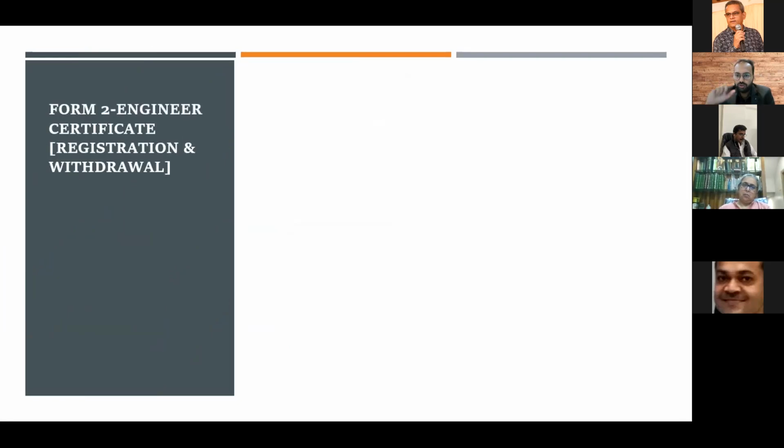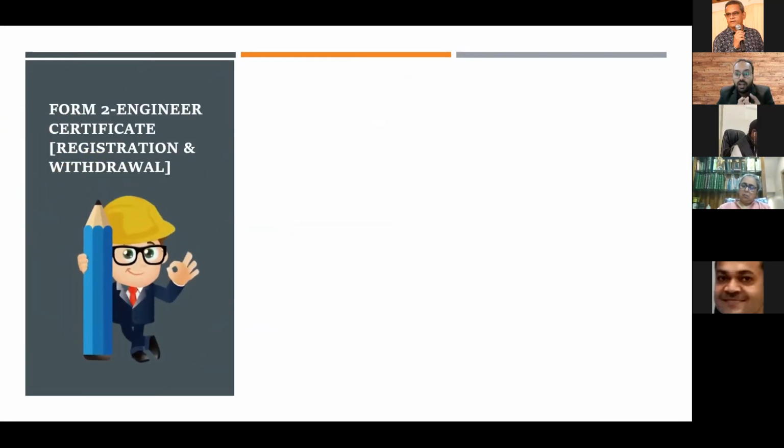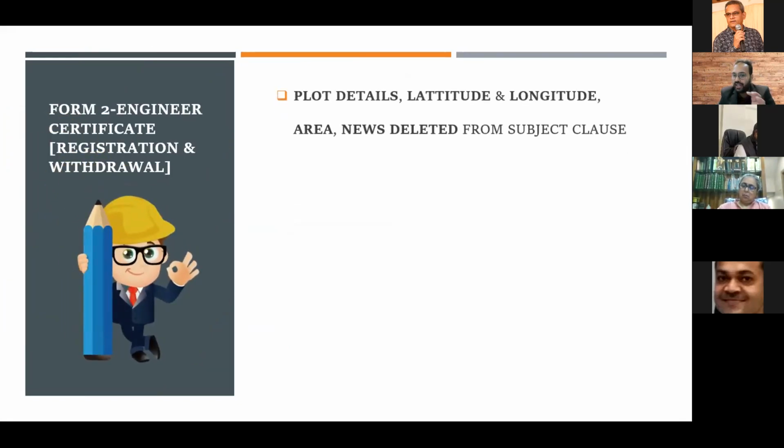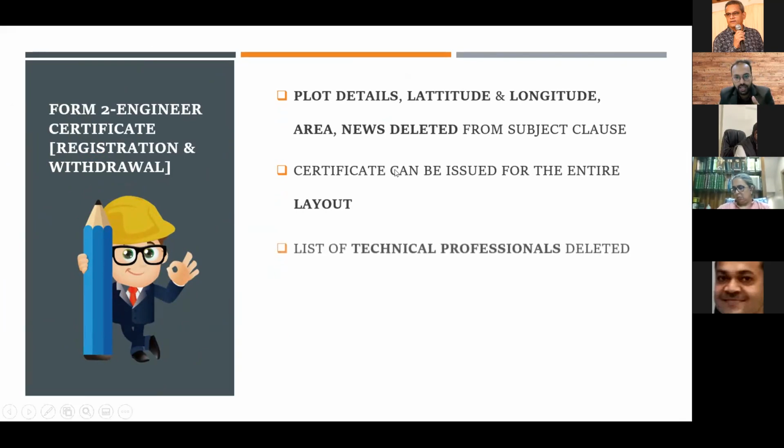Next is form 2. So that was what changes were there in form 1. Now we are going to see what are the changes in form 2. Again, plot wise details are deleted from here. Next is, you can also issue the certificate for the entire layout. List of professionals is also deleted here. Yes, this is an important change.